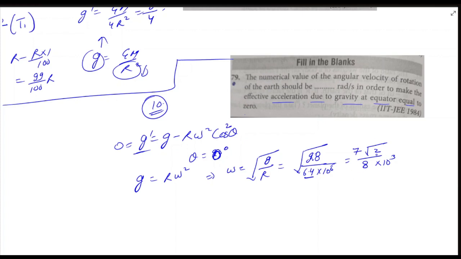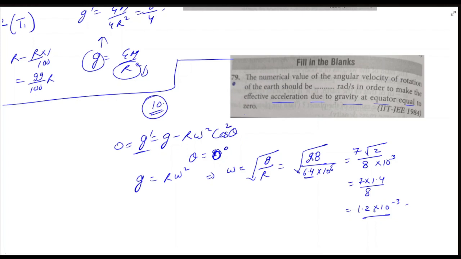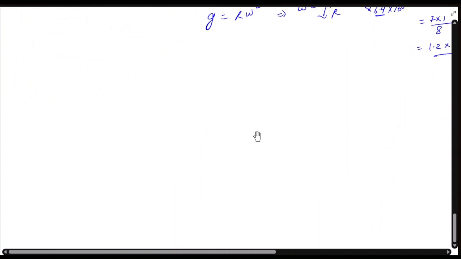So we will get 7 into 1.4, this divided by 8. So if you put 1.6, so you will get approximately 1.2 something. Okay, so you will get 1.2 into 10 raised to power minus 3. Okay, let's move on to our next question, 11th. So it was quite easy. You just check the calculation if there was some error. Let's move on to our next question.